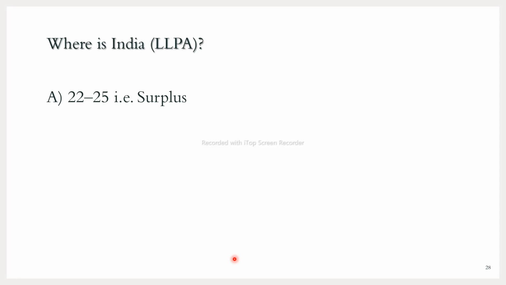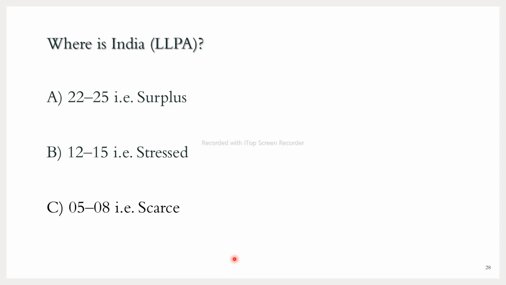Option A is 22 to 25 LLPA, that is surplus. This is per capita, that means per head water availability. Option B is 12 to 15, that is stressed. Option C is 5 to 8, that is scarce, and option D is 18 to 20, that is adequate. So what do you think about India? In which range does India fall in terms of per capita water availability in LLPA?